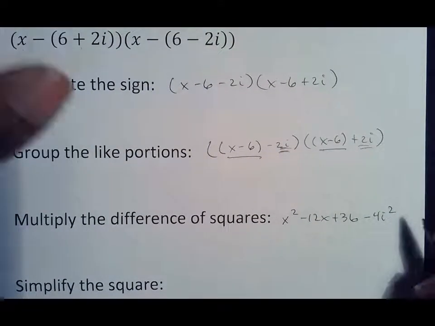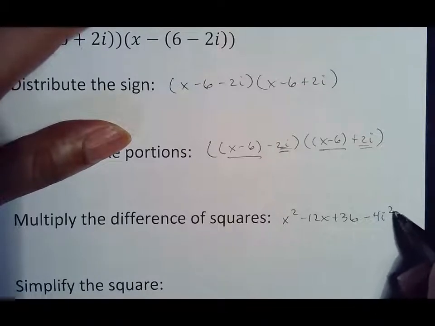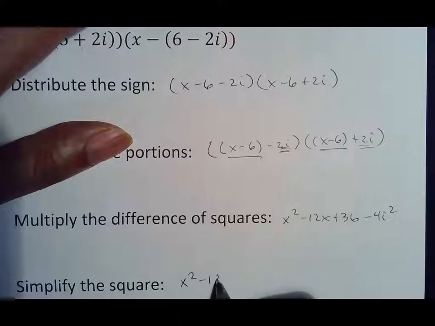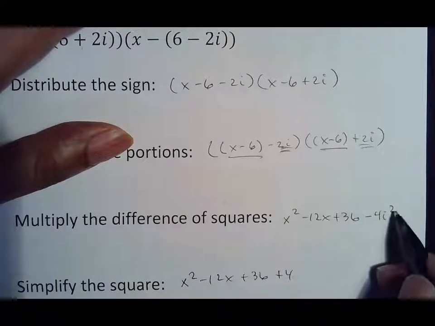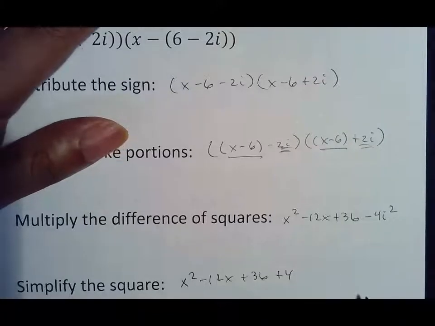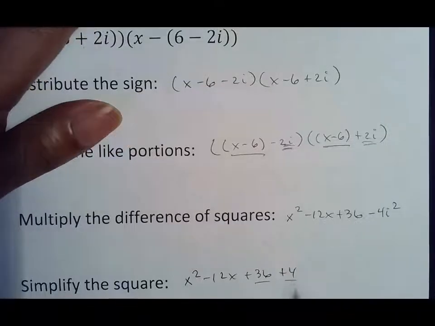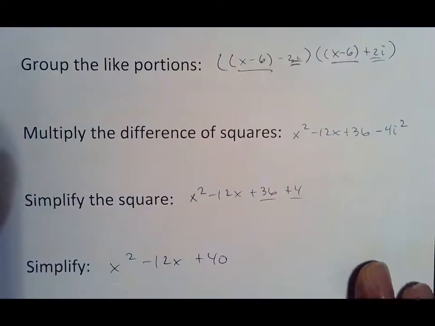Now we simplify the square. Remember, i squared is negative 1, which means it's x squared minus 12x plus 36 plus 4, because again it's negative 1. And then when you simplify that out, you get x squared minus 12x plus 40, because those two things go together. Sorry, you could not see that.